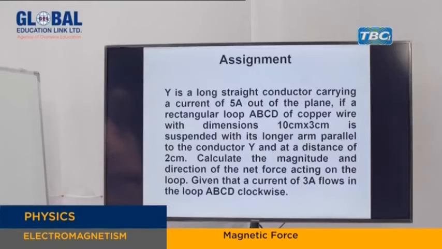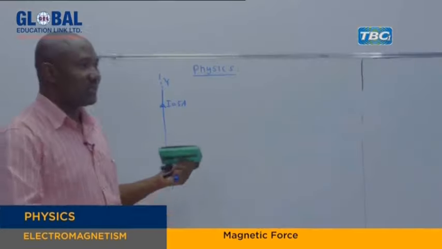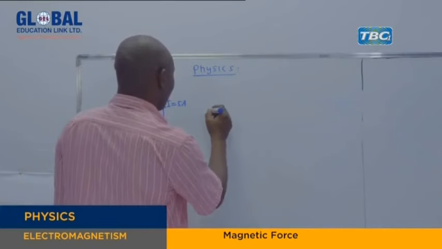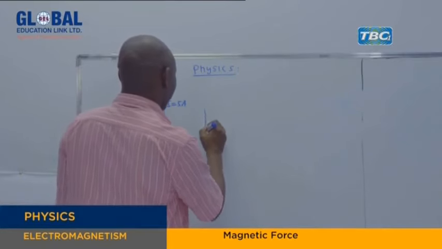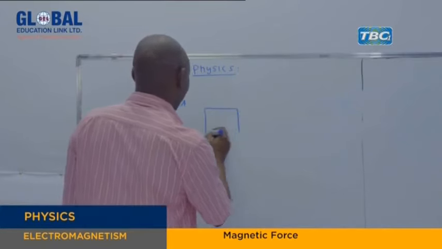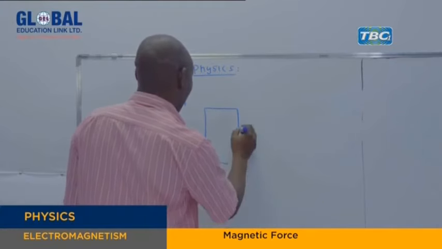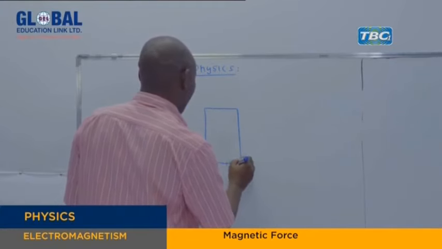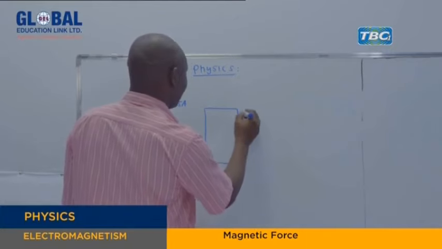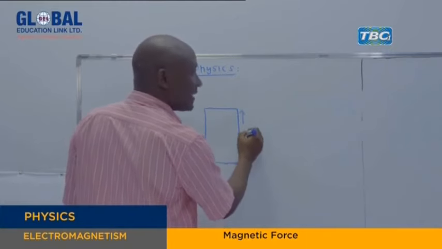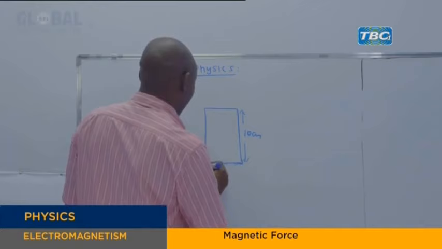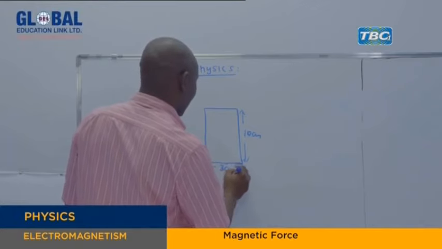And that is the wire Y. And along this wire Y, you have a rectangular loop, which is closed here. The dimensions are given: the length here is given as 10, and this width is given as 3 centimeter.